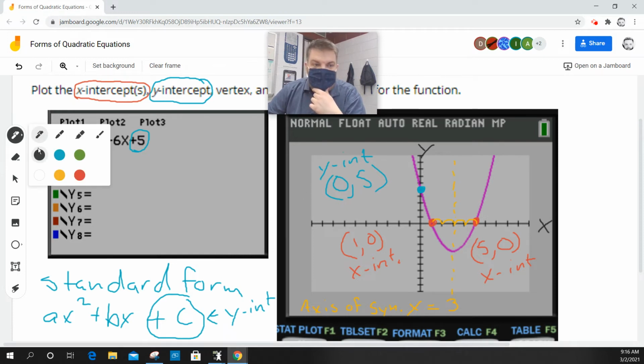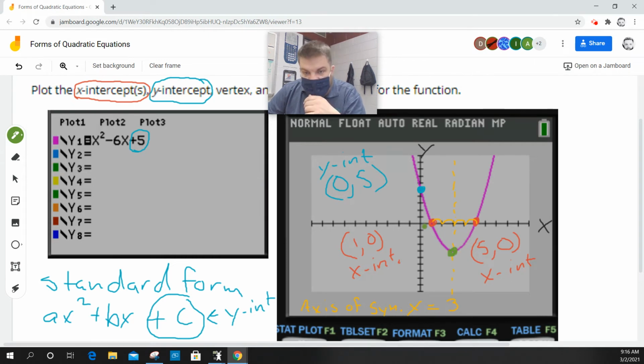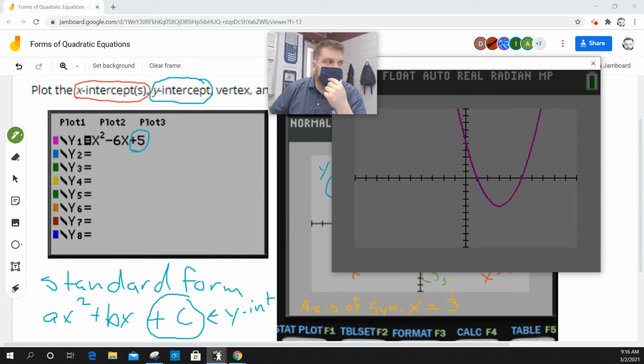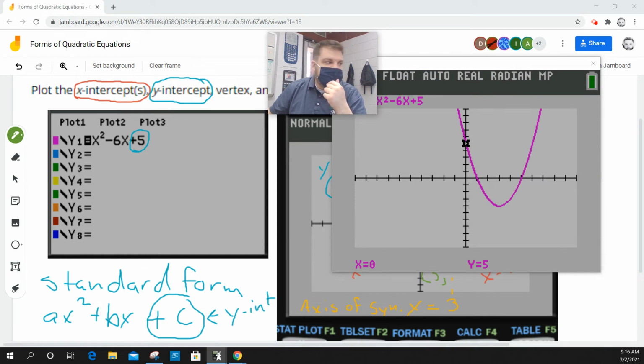And then lastly, we're asked to plot the vertex. So the vertex is going to occur right here. It looks like the vertex is going to be 3 comma, it looks like you go down 1, 2, 3, 4. I think it's 4 or 5, but one way that I could double check and know for sure is I can go into my graphing calculator and hit trace. So if you guys hit trace and enter in 3, it says -4, right?